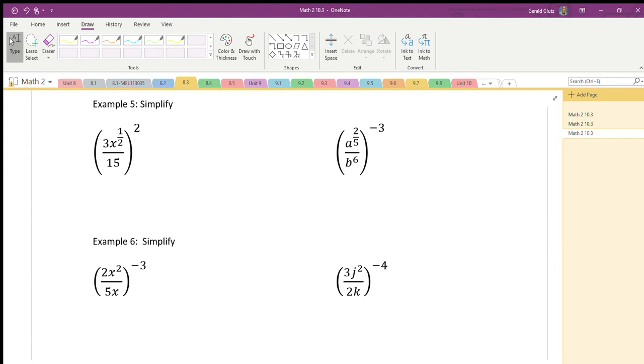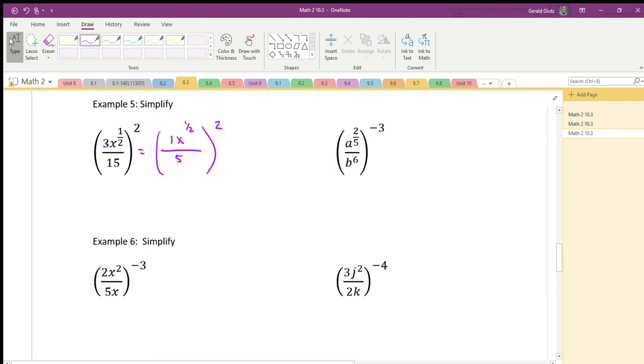So example 5. Now we got even more things to deal with here. First, before we do anything else, we could simplify the numbers in here. Notice that 3 and 15 both have a factor of 3. 3 goes into both of those numbers. How many times does 3 go into 3? Once. We still have that x to the 1/2. How many times does 3 go into 15? 5. 15 divided by 3 is 5.